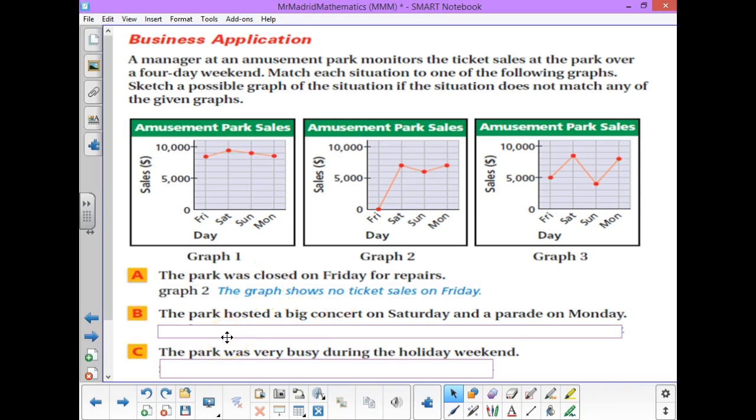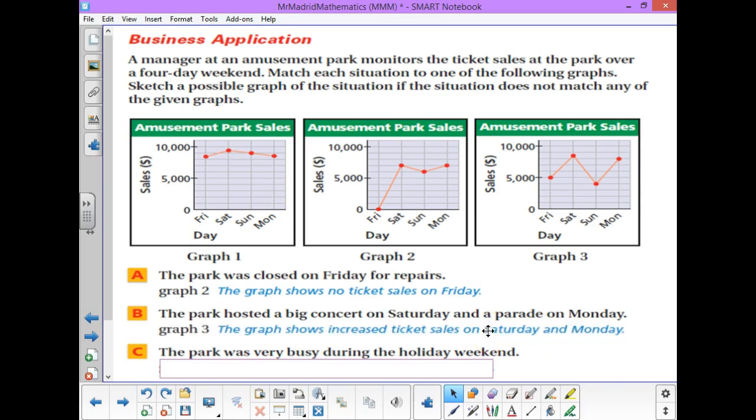Good. Situation B, the park hosted a big concert on Saturday and a parade on Monday. A big concert on Saturday. What are we thinking the sales were like? Some of us might assume high. And a parade on Monday, we would also think they're pretty high. So in terms of answer, what would be the correct choice? All right, here we have graph 3. The graph shows increased ticket sales on Saturday and Monday. Okay, so compared to the other days, you would expect peaks, and graph 3 indeed provides that.